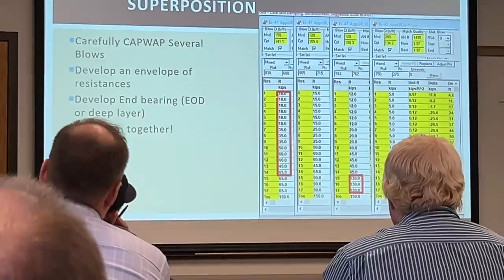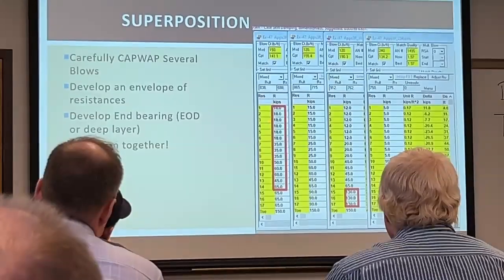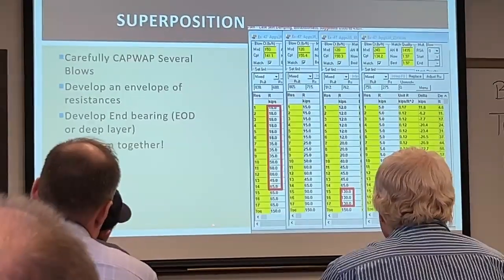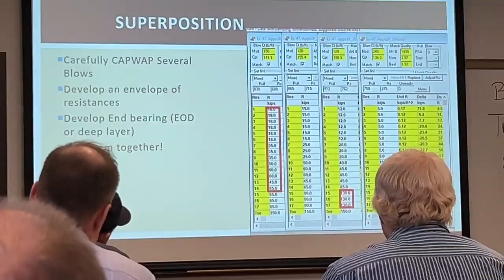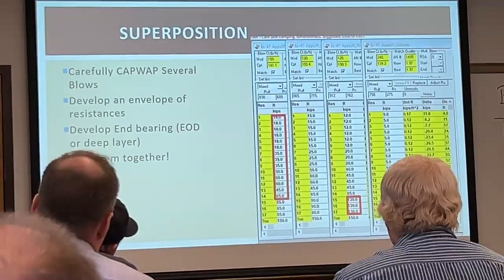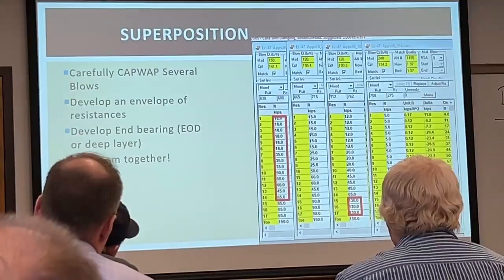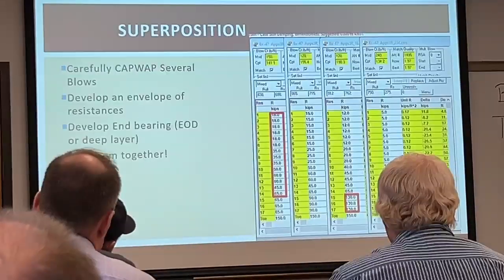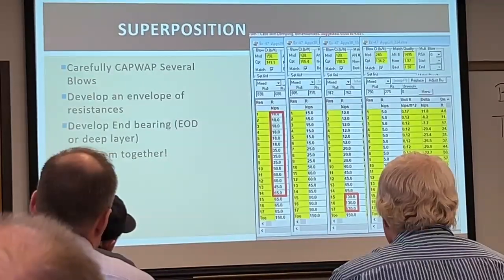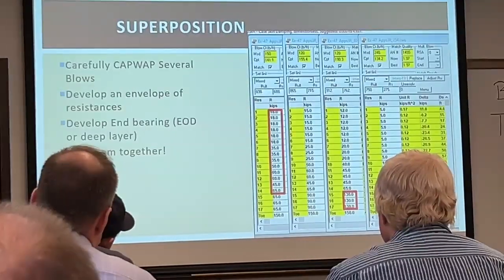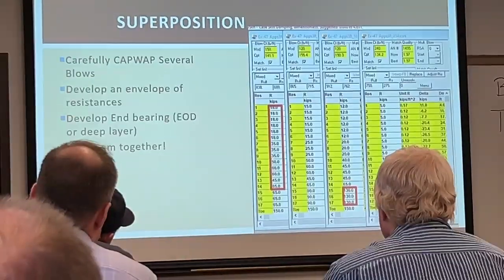So these are the highest values from that first high energy blow. These are the highest values from the 6th high energy blow. And that is the resistance from that sand layer. And we can take the sum of these and the sum of these and the sum of that and call that an approximate overall resistance for this pile.